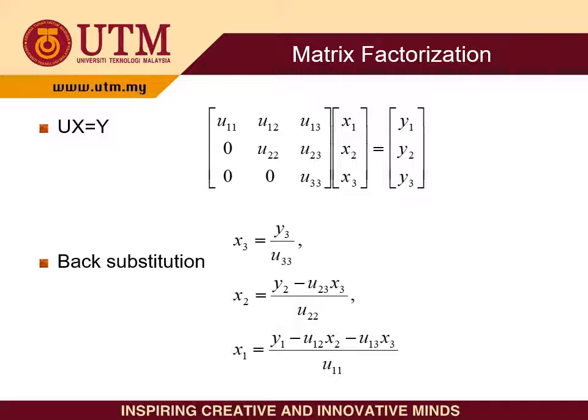For our back substitution, Ux equals y, this is the equation. So we start first from x3. So x3 equals y3 divided by u33. For x2, y2 minus u23 x3, and then we divide by u22. For x1, y1 minus u12 x2 minus u13 x3, and then we divide by u11, and then we get our back substitution.